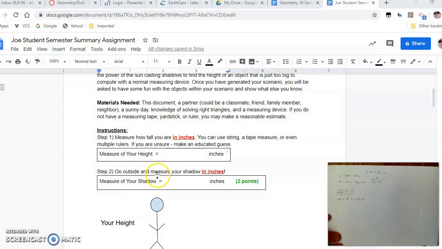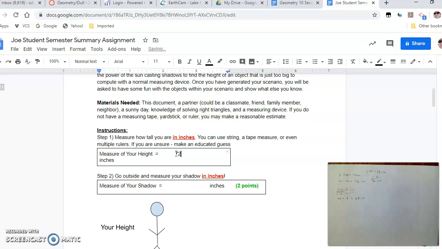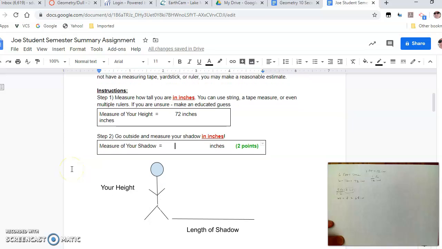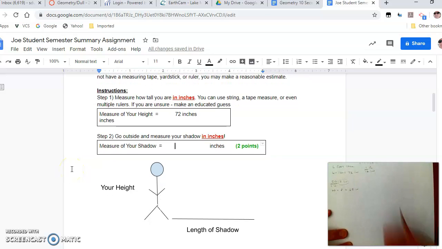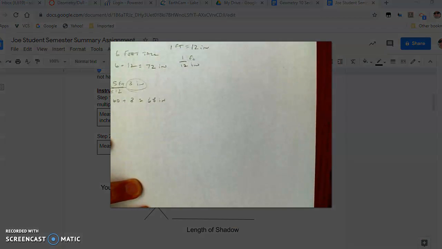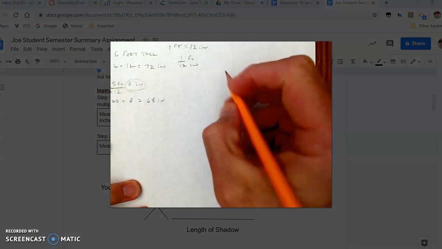Right? So once you get that measurement, let's go ahead and type that in here. That's 72 inches, or whatever yours happens to be. And then you go out and measure your shadow, right? Well, what's happening with that? You may vaguely remember from previous math classes, Algebra 1, this definitely was covered in Algebra 1. You got something like this, okay?